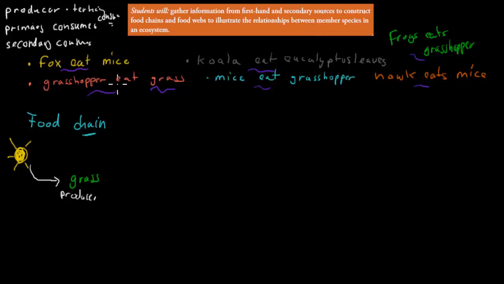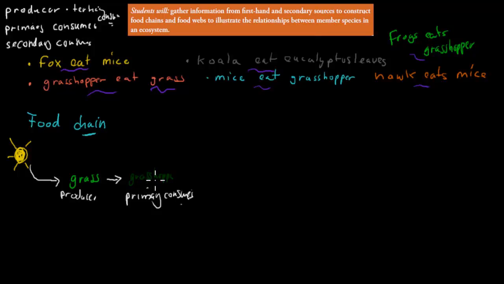Now, this says that the grasshopper eats the grass. So we know next is the grass eaten by the grasshopper. And that would make the grasshopper our primary consumer, the first consumer, primary consumer. Most primary consumers are herbivores, such as the grasshopper.